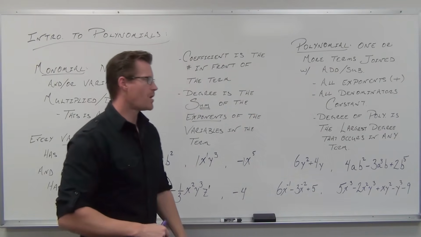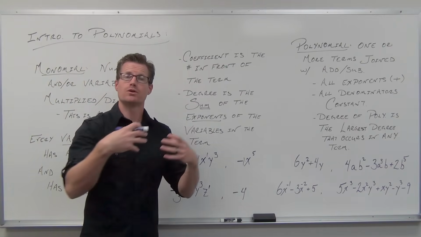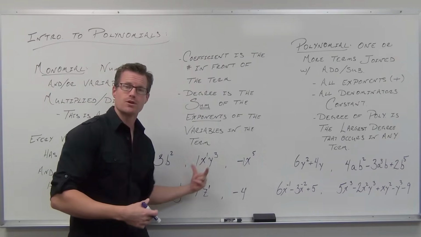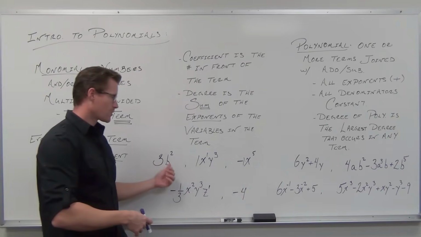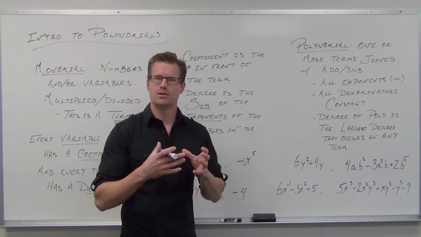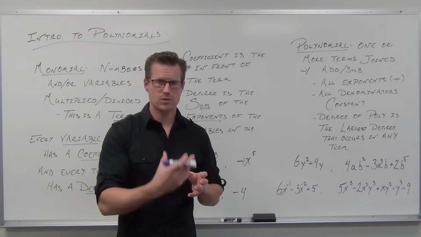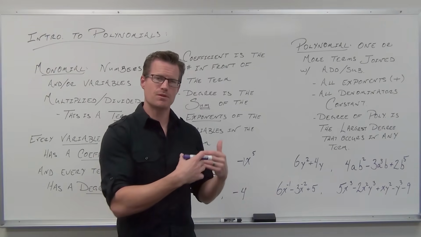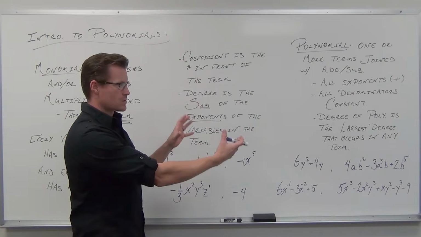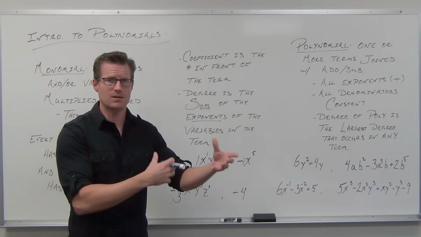Now, the degree of a polynomial. Here's what the degree of the polynomial does. It says, look at all of your terms. We know that. Look at the degree of each and every one of your terms. Go, okay, I can do that now. 3, 4, 5, 6, 0. Find the term with the largest degree. That is also the degree of the polynomial. So the degree of the polynomial is the largest degree that occurs in any given term.